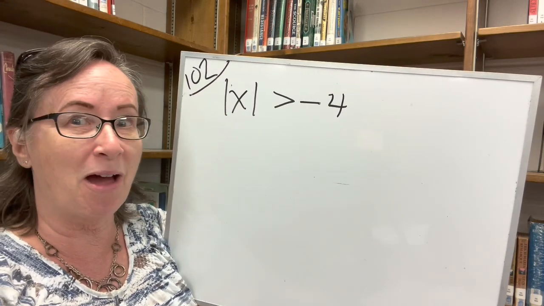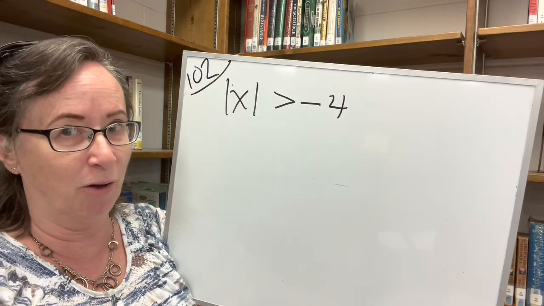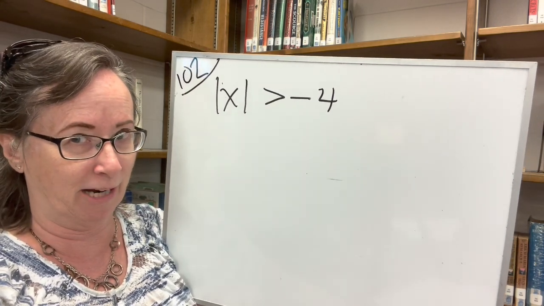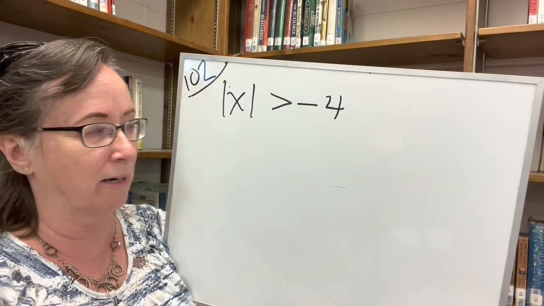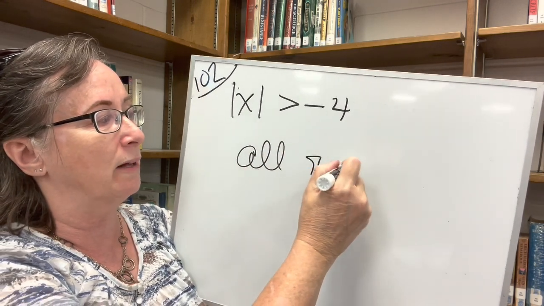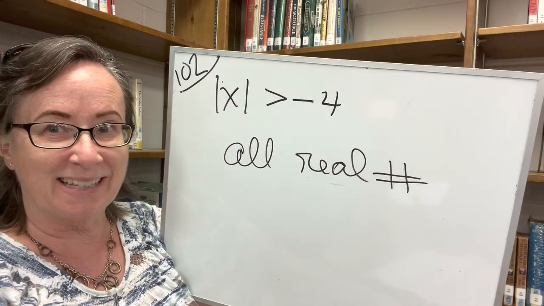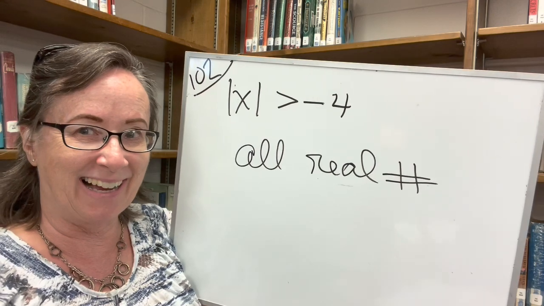Therefore, it does not matter at all what you put in for x. It will always have an absolute value greater than a negative 4. Therefore, this solution is all real numbers. All real numbers could be put in for x.